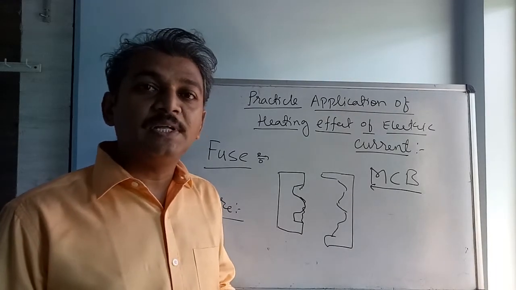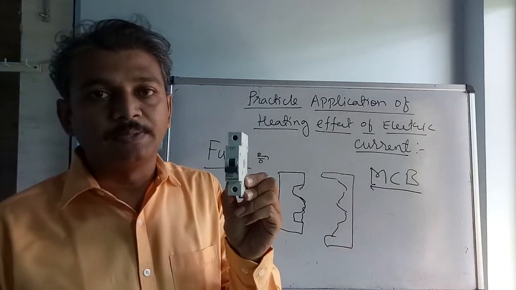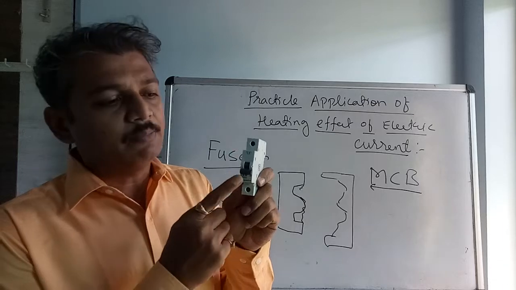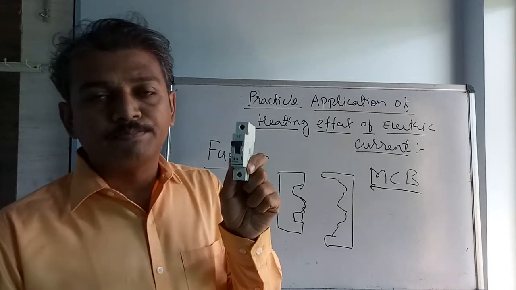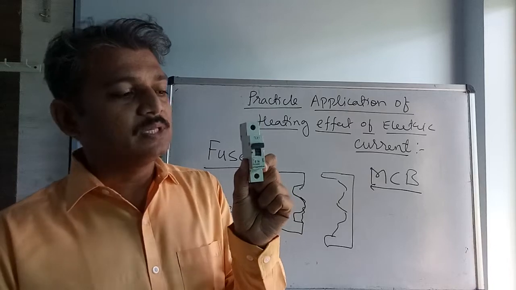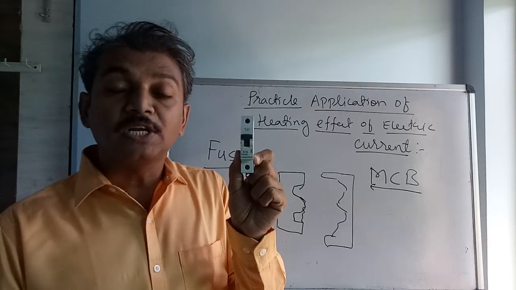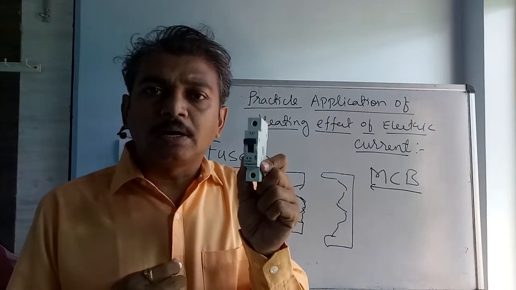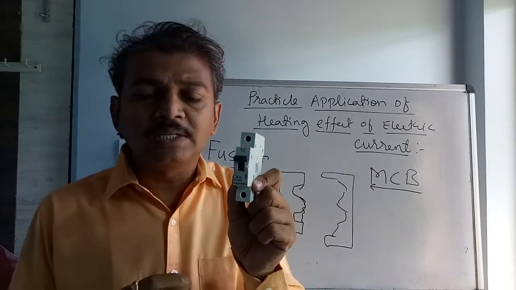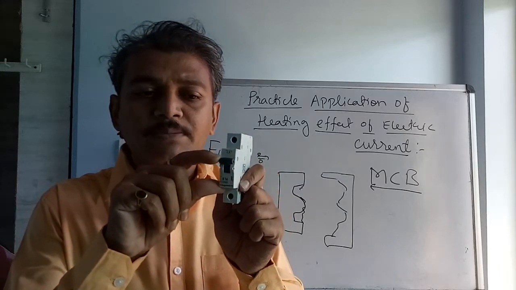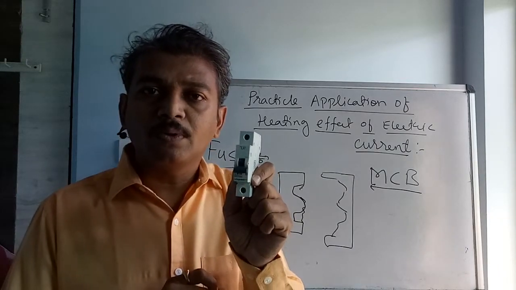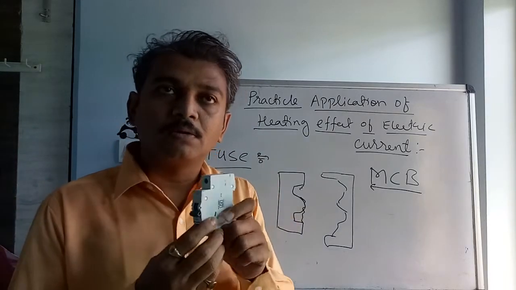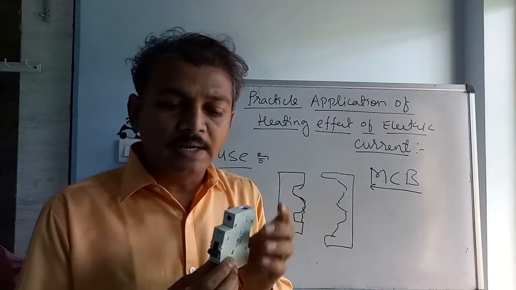So MCB, that is miniature circuit breaker. See, this is an MCB. This MCB has this lever. When it is in this position, it means the circuit is complete. The circuit is on. And if there is a certain problem in the circuit, current rises or temperature rises, then suddenly the MCB trips down like this. If it trips down, it means the circuit is off now, and your home appliances and your entire house are safe.